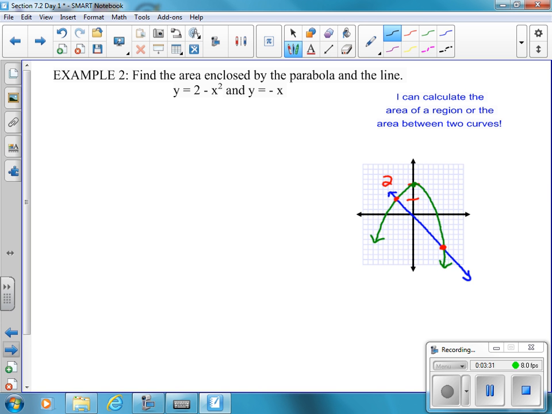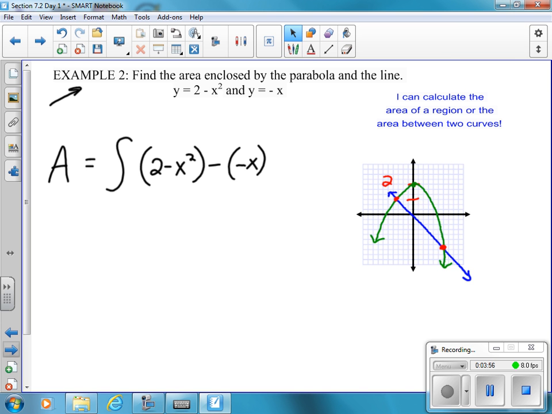Okay, so here again we have an area enclosed by the parabola and the line. Often these are given like this, and you have to figure out what your limits of integration are, where these two intersect. All right, so we know that the parabola is on top, so 2 minus x squared minus negative x. And let's put those in a big bracket and write a dx over here. And then let's figure out our limits of integration.